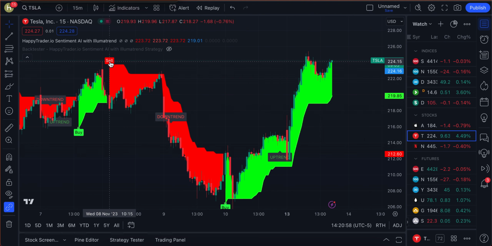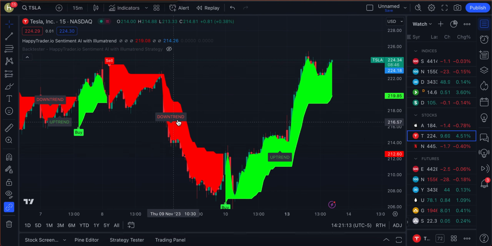Now, where the sell and the buy signals are great is that you can do well using them, but really they're going to give you the sentiment of the market. That's the sentiment AI part. So the buy and the sell signals are the sentiment. The downtrend and the uptrend signals are more of the AI, right? So this is exactly what you would trade.